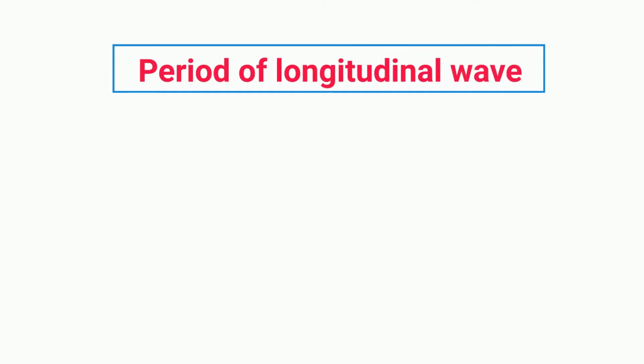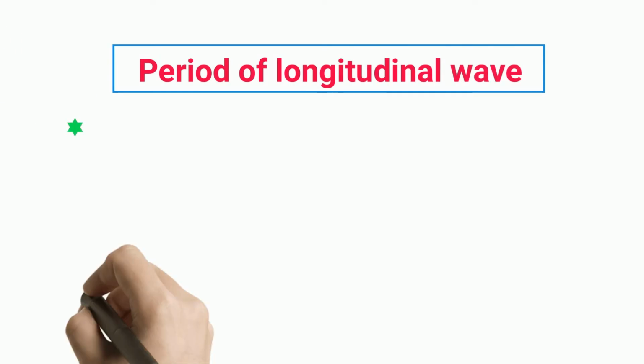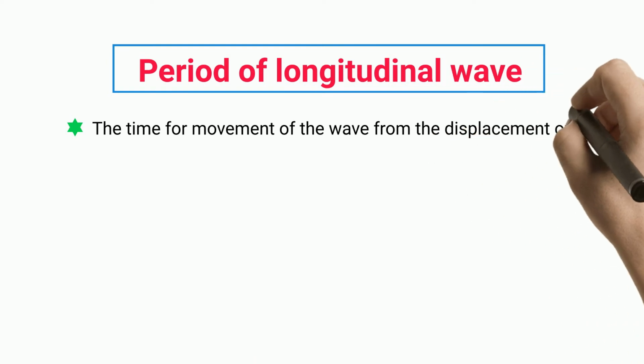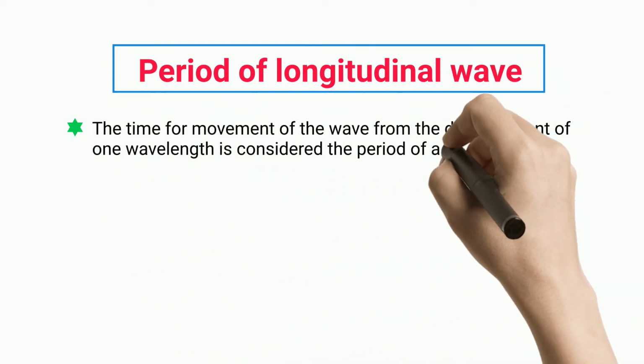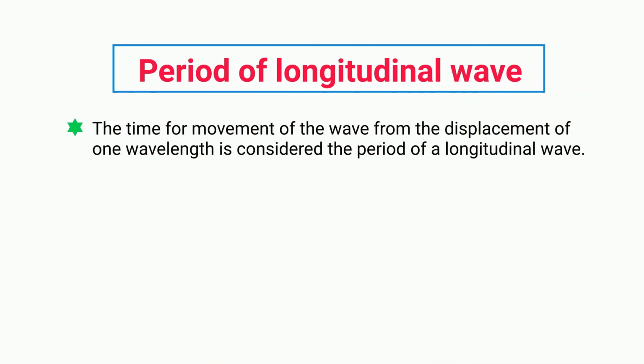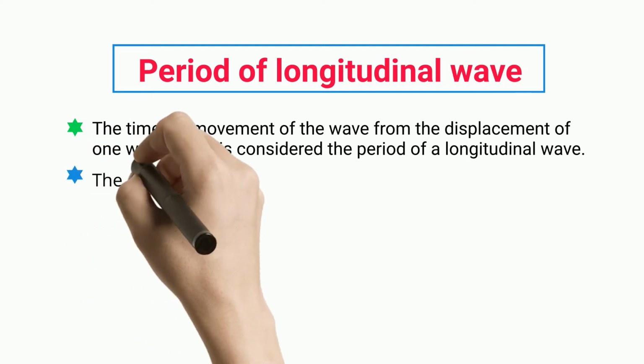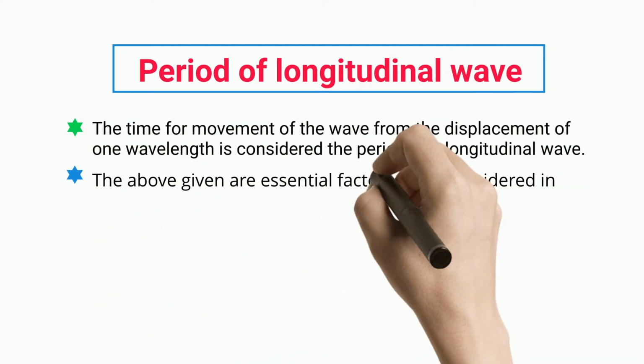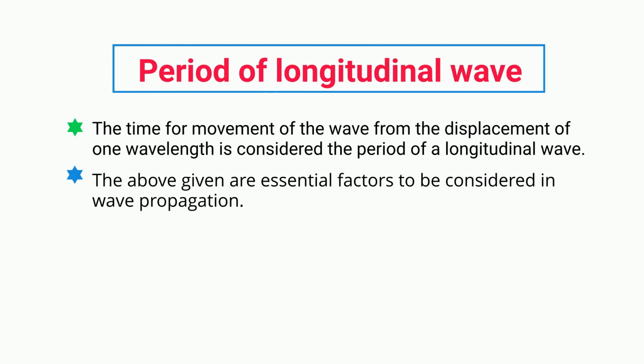Period of longitudinal wave. The time for movement of the wave through the displacement of one wavelength is considered the period of a longitudinal wave. The above given are essential factors to be considered in wave propagation.